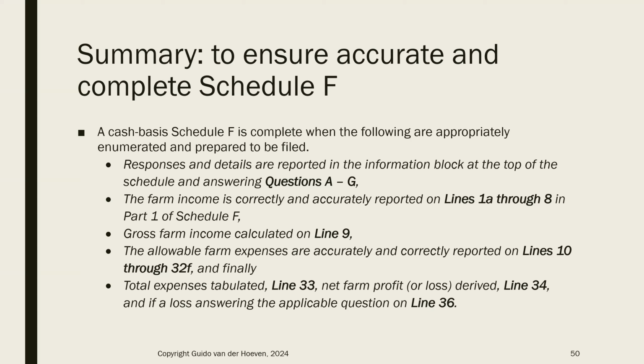And then finally, once we've got all that done, we're going to calculate our net farm profit or loss, however derived, on line 34. And we would just be reminded that if we're showing a loss, then we have to answer that applicable question, that it's either at risk or partially at risk, on line 36.